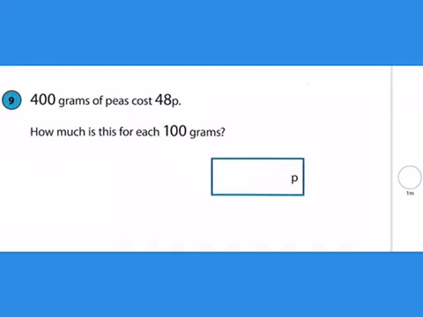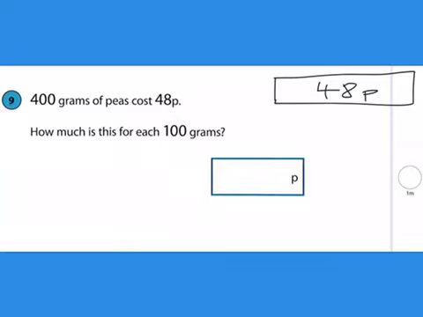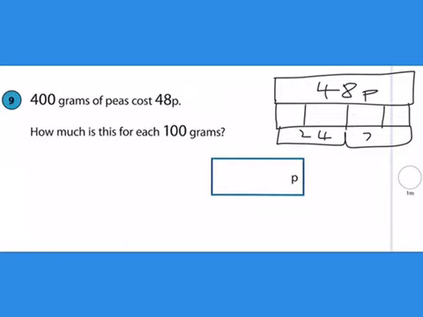Okay, so 400 grams will be 48p. So 100 grams will be 400 split into 4. So it'll be 48p split into 4. So half of 48 would be 24. And then half of 24 is 12. So it would be 12p.